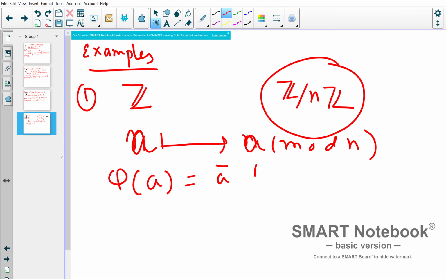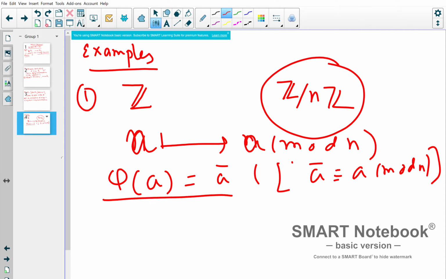Here a bar is congruent to a mod n. So this will be the simple ring homomorphism.